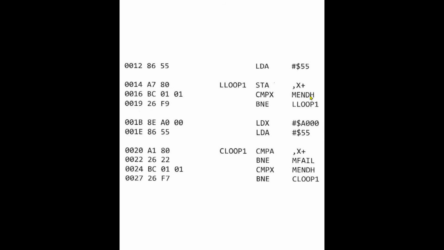And when it is equal to A401, we branch over this right here. So when we're not equal, we loop back. When we're equal to the memory end high and memory end low, we jump over that and we go down here. Now we have to reset the X index register back to A000.